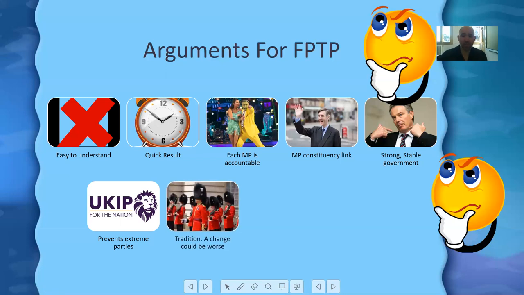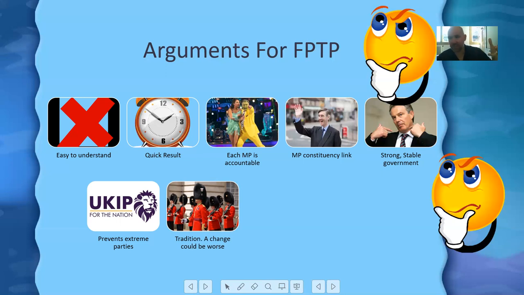The next argument for first past the post is simply tradition. We have had it since whenever Parliament has come together. And yes, it's been tweaked because the franchise has been extended, and at various points they've changed how many MPs are in a particular constituency. But by and large, the system has remained unchanged.